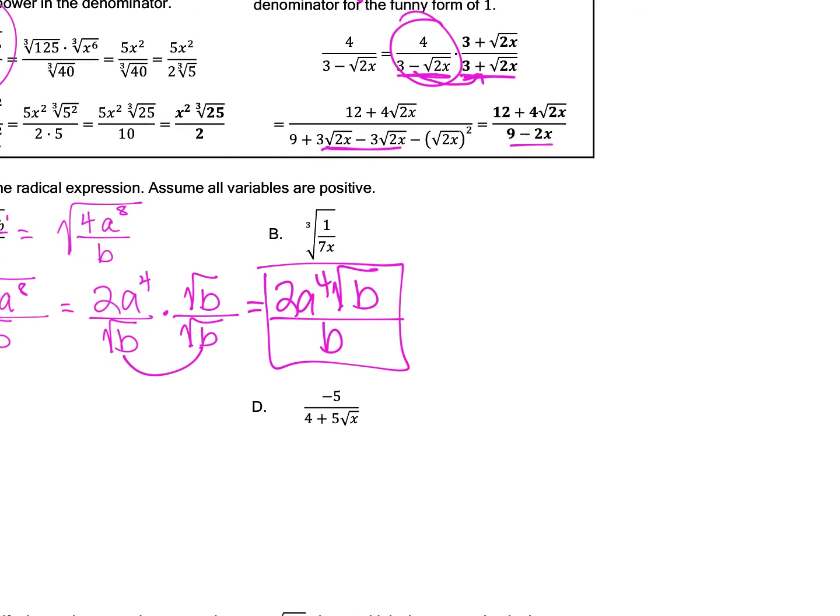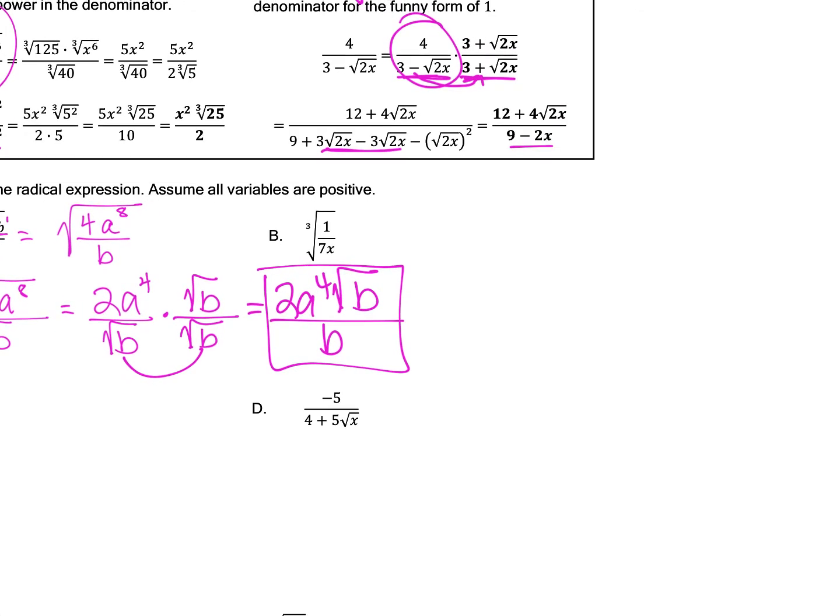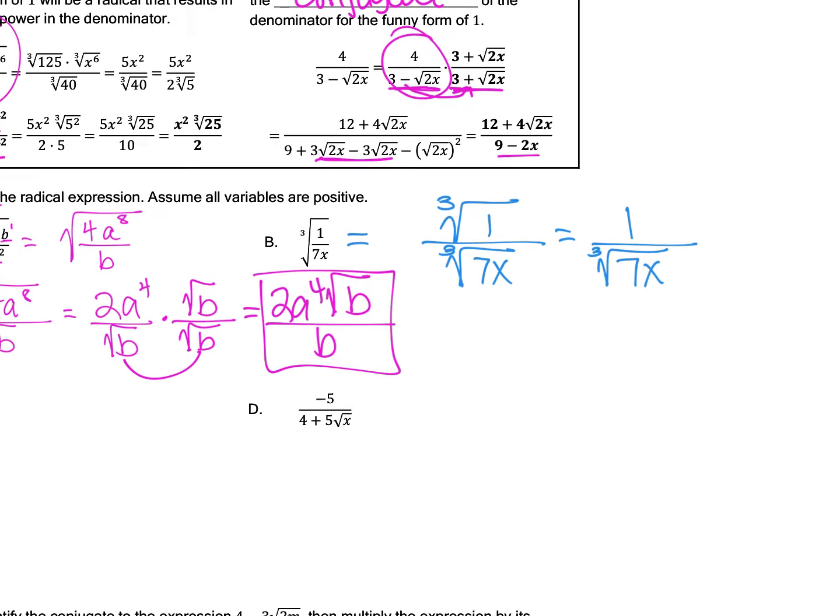Okay, let's look at part B. So first look and see if you can divide it. I can't divide it, so I'm going to separate it. Cube root of 1, it is perfect. It's 1. 1 times 1 times 1 is 1. And I can't do anything with the cube root of 7x, so I'm going to leave it as is.